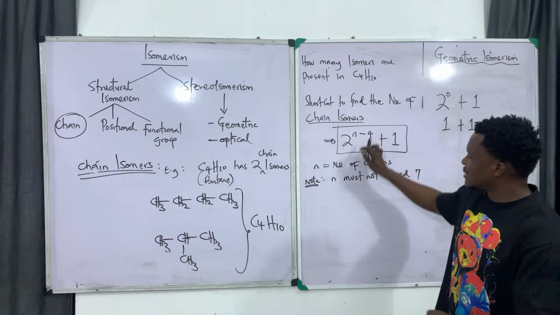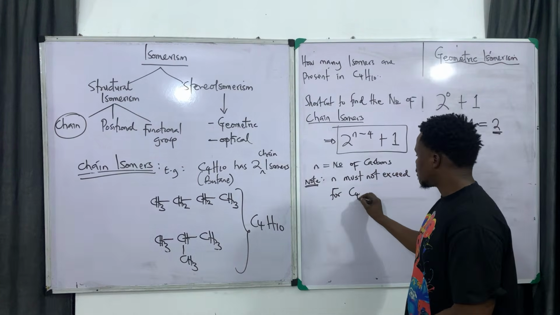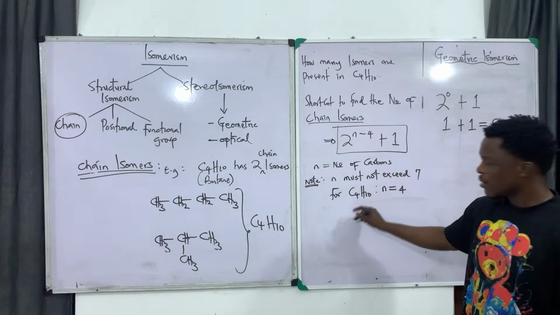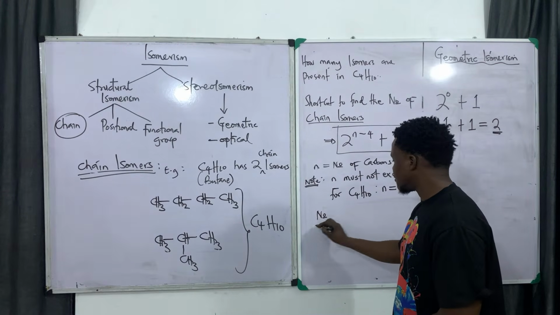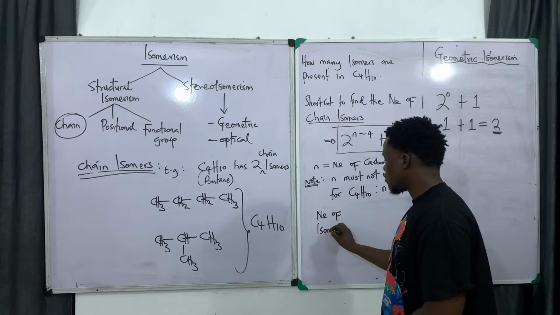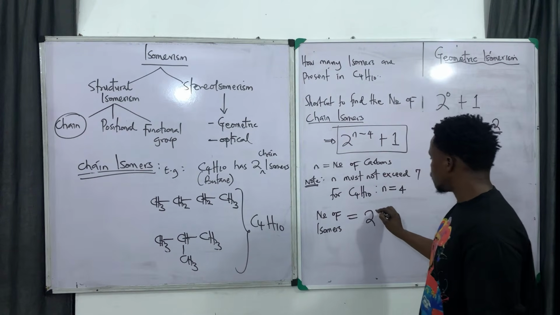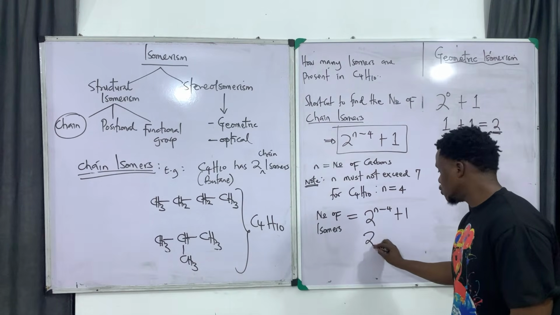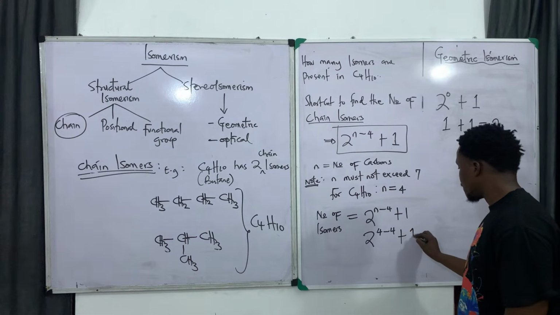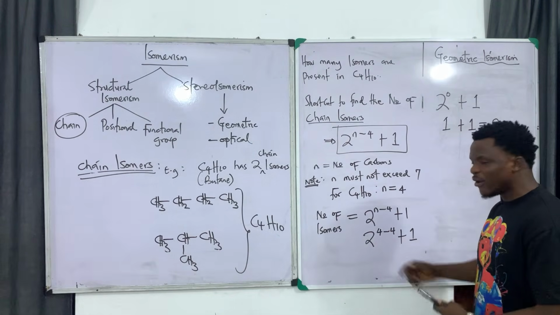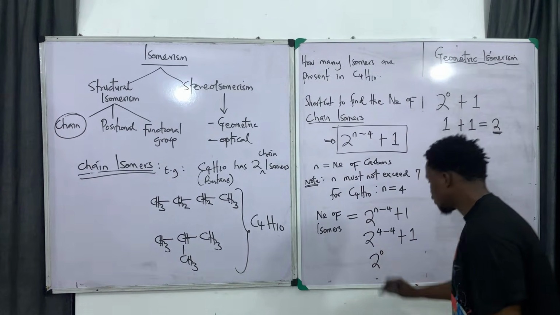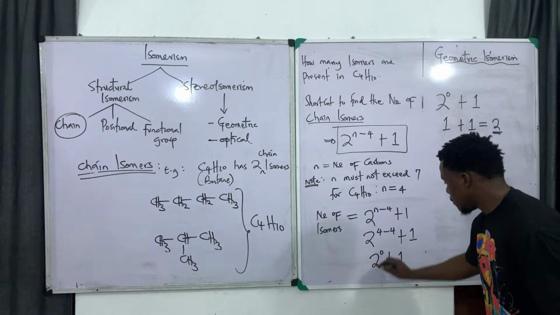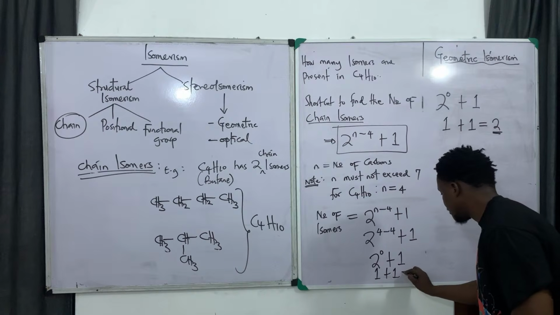So for us to get this answer, for C4H10, the number of carbons is 4, which is this n. So therefore, the number of isomers is equal to 2^(n-4) + 1. Anywhere I see n, I'll put 4. This becomes 2 raised to the power of 4 minus 4, plus 1. 4 minus 4 is 0. So this is 2 raised to the power of 0, plus 1. Anything raised to the power of 0 is 1. 1 plus 1 is 2.